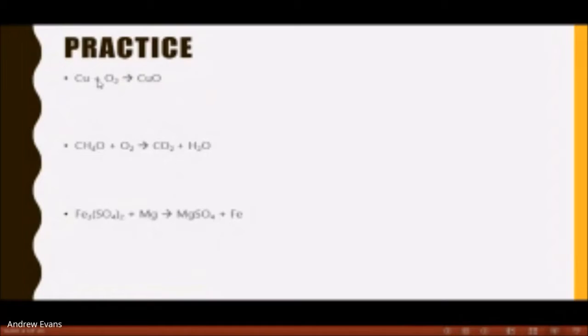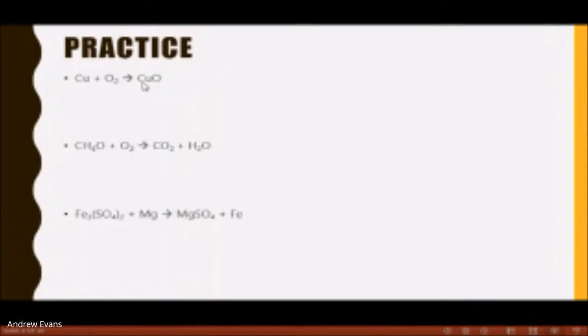So, what you should look at. Typically, we want to balance all non-oxygen atoms first, and then move to the oxygen atom. However, when we balance the oxygen, we have to double check and make sure we didn't mess up anything else. So we see there's one copper. Two oxygen on the left, one oxygen on the right. So what do we have to do? We have to double the oxygen. To do that, we have to double the copper oxide.